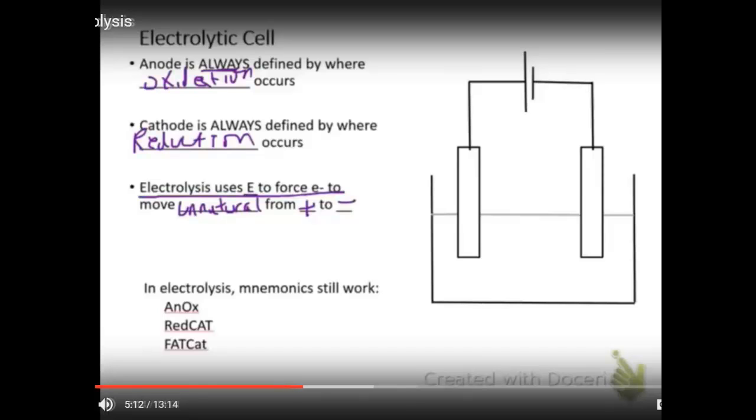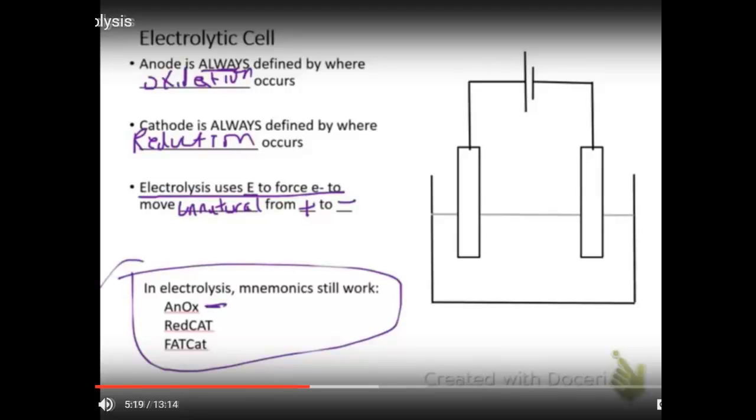Now, it is important to note that in electrolysis, the mnemonics still work, An Ox. So the anode is where oxidation takes place. Reduction occurs at the cathode, and the electrons move from anode to cathode. Alright, sometimes I'm given this symbol, which would indicate a battery, and the large line can be split into two to make a positive. So that's how I think about it being positive, whereas the smaller line is going to be my negative side.